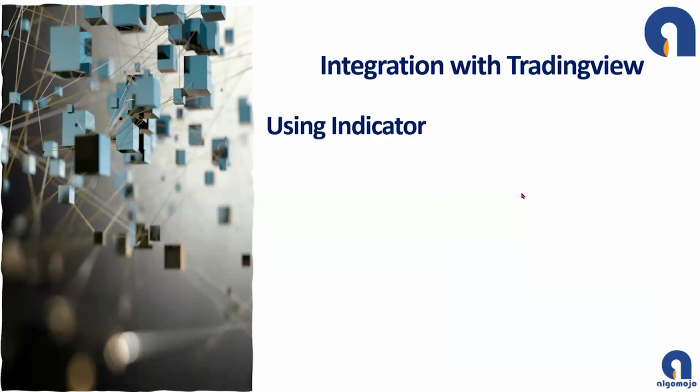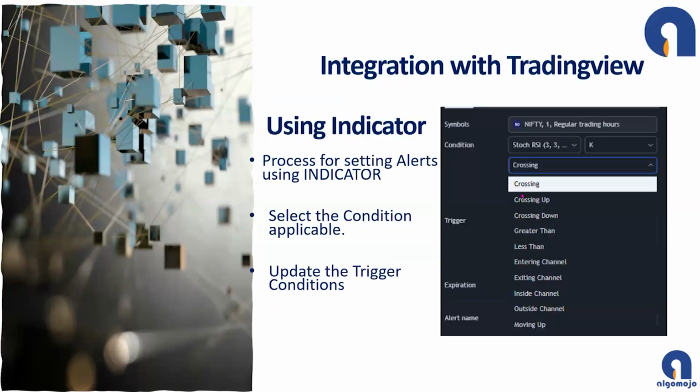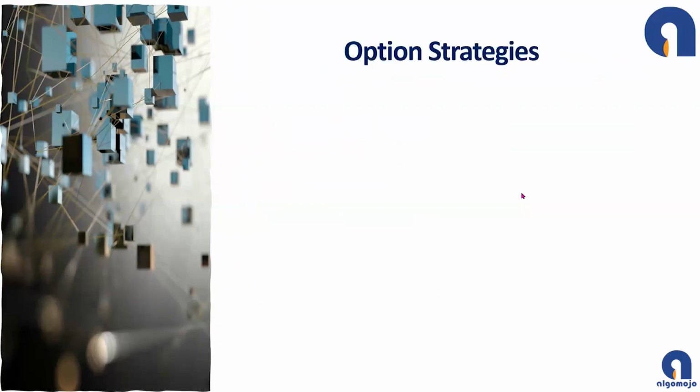The setup is done, and once the conditions are met, signals will be generated and sent across for processing. Now, for indicators, the conditions could be slightly different. It could be crossing up or crossing down, depending on what study you're trying to use. So be careful in selecting the right condition and also the right triggers.